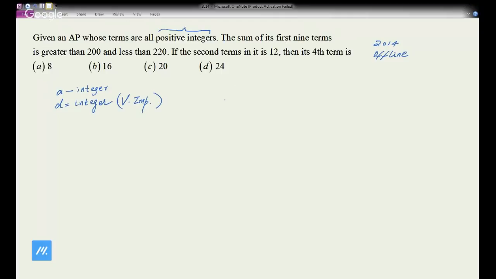The sum of its first 9 terms, S9 लिख दें, या फिर जो भी terminology आपको समझ में आती है. This is greater than 200 but it is less than 220. If the second term in it is 12, then the fourth term is? तो आपको T2 दे रखा है, T2 है 12, that is A plus D is 12. T4 पूछा जा रहा है.